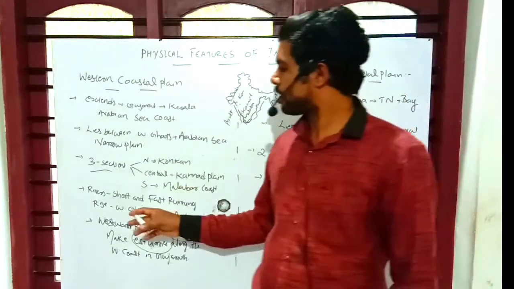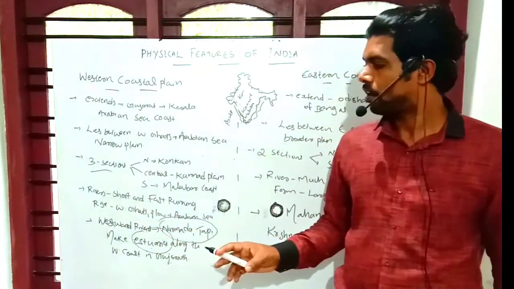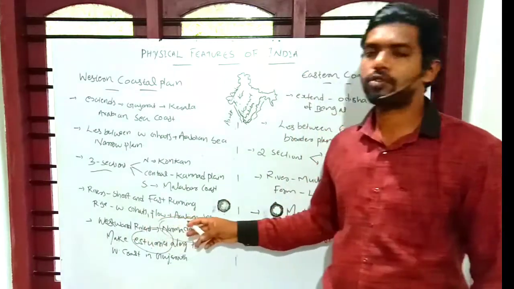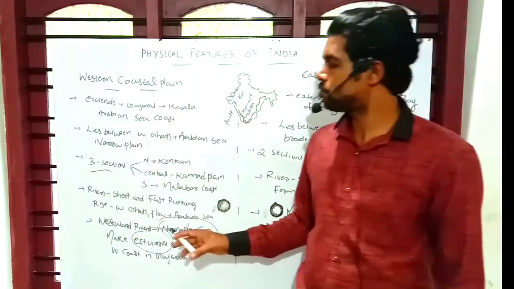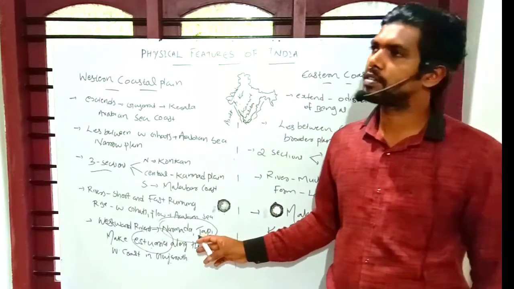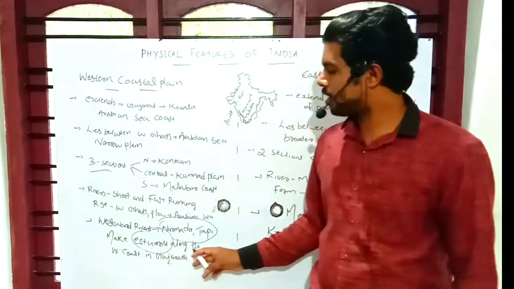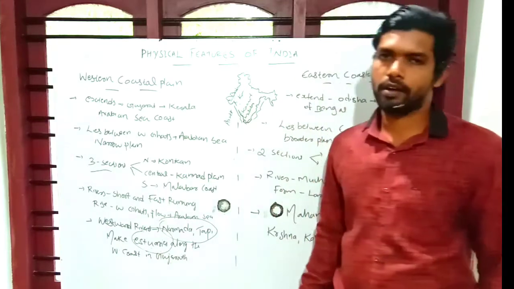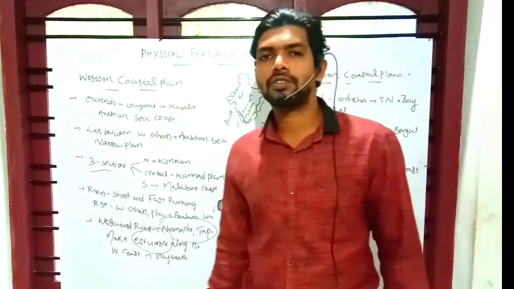And rivers of these areas are short and fast running. They rise from the Western Ghats and flow to the Arabian Sea. And the westward two rivers of India are the Narmada and Tapi. These rivers make estuaries along the western coast in the Gujarat area. So that's about the western coastal plain.